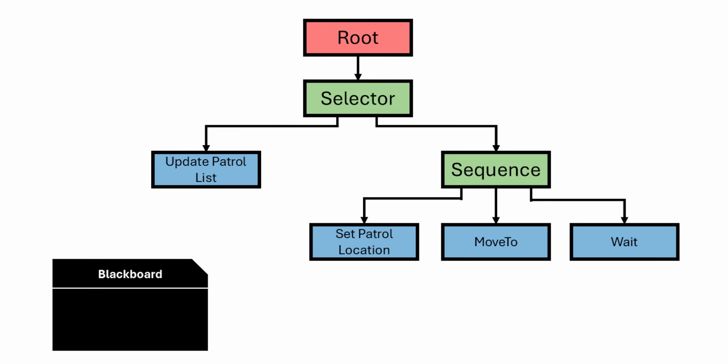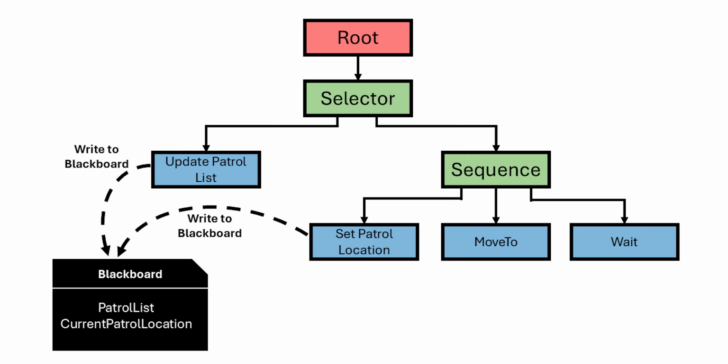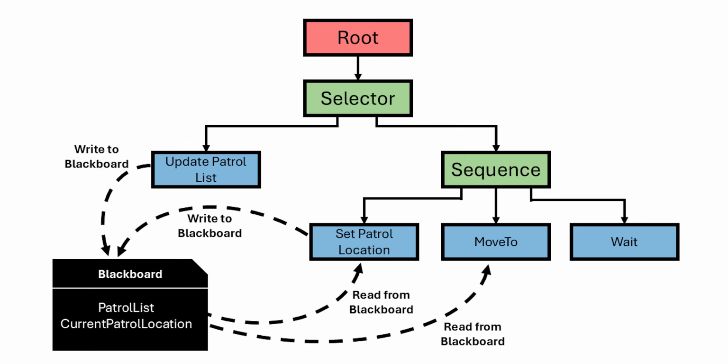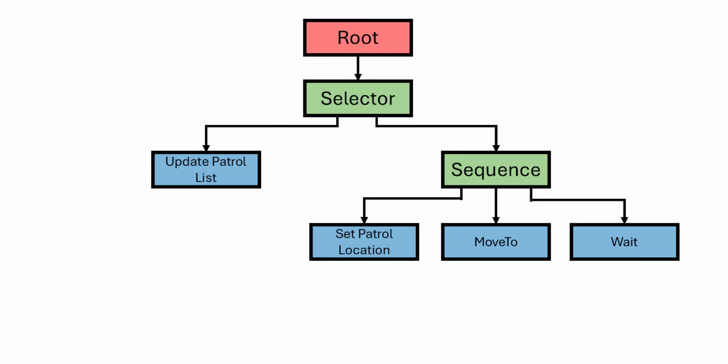An important component is the blackboard. Each agent can have their own blackboard to store relevant information. For this example, this could consist of a patrol list and the current patrol location. Our leaf nodes can write to the blackboard or read from it depending on what they're trying to do. All good, right? So let's remove the blackboard for now, but be aware that it is there and being used to store the information our agent needs.